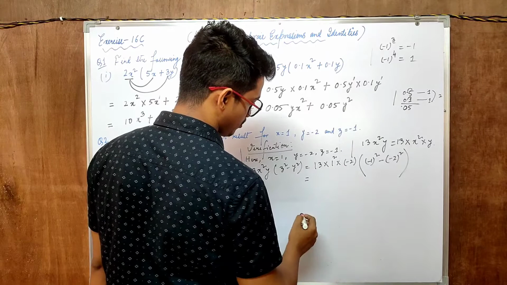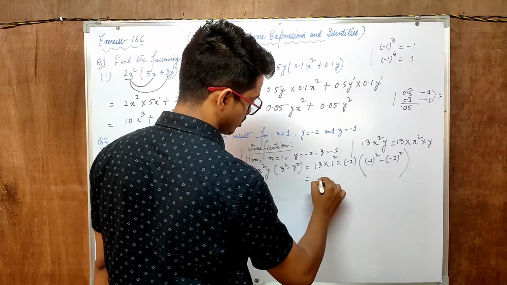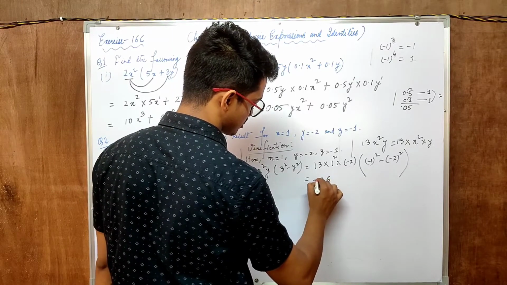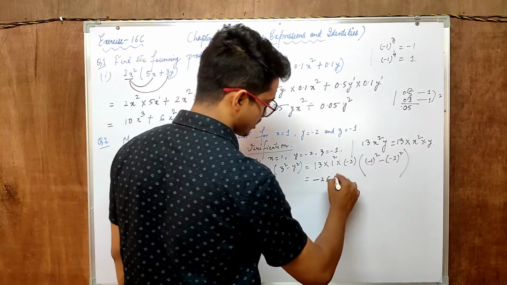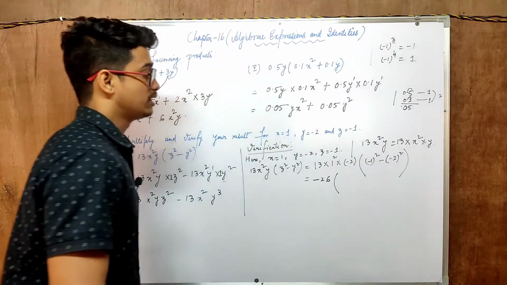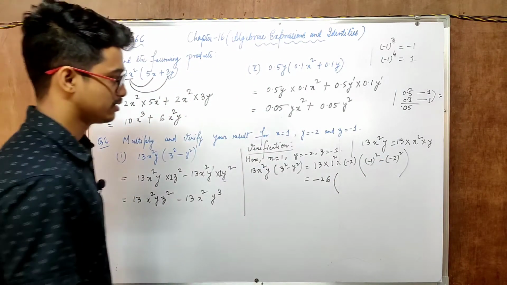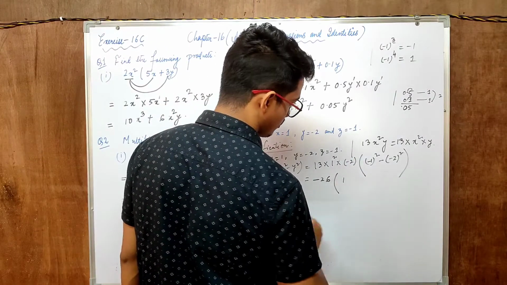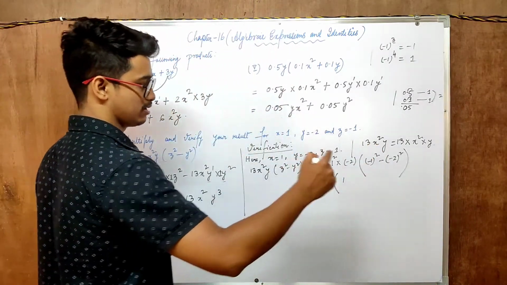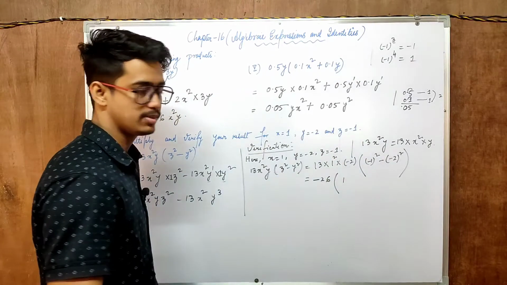And 13 into -2 is -26. I know that. After that, this will become 1 square. This will become 1 because -1 square, 2 is even, no? So it will become 1.